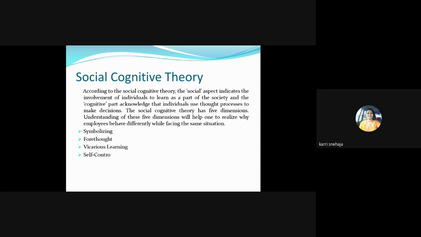So social cognitive theory has five dimensions. Understanding them: ek hai symbolizing, vicarious learning hai, self-control hai. So har ek person ka ek apna tarika hota hai. Koi symbols se, koi jab baatcheet karte huye, koi bahut short phrases mein bol deta hai, koi bahut zyada explanative hota hai, kisi pe bahut zyada self-control hota hai, koi bahut kam interact karta hai. So har person ki interaction power different hoti hai. Learning theory kya hai? Learning theory approach emphasizes the assessment of behavior in objective, measurable terms. This implies that behavior must be publicly observable and does not give due importance to unobservable inner cognitive behavior.